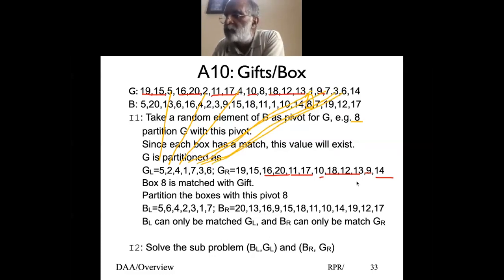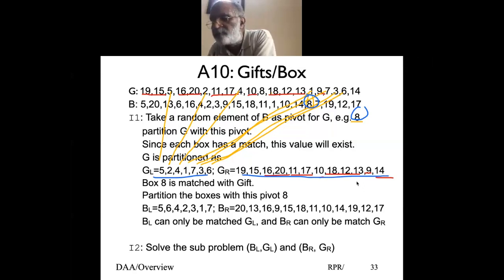So using the pivot of 8 in the boxes, I partition my gifts into two parts, left half and right half. Now I use the same pivot 8 to partition the boxes as well. When I partition the boxes, I'll get a first partition containing this, and a second partition containing this. We already know that box 8 matches with gift 8, so this part is done.